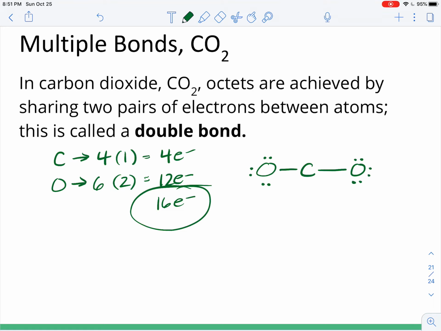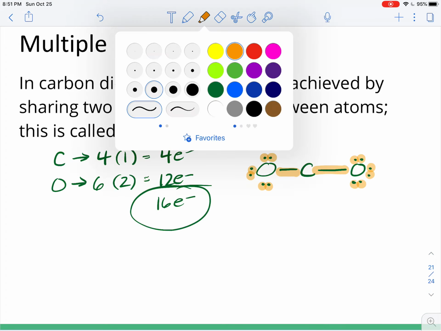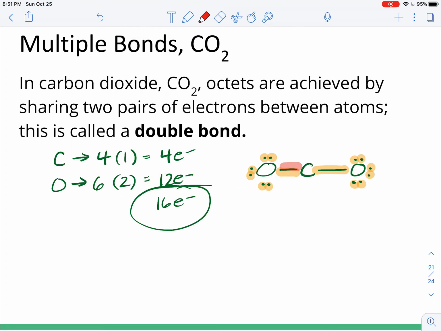All right, so I've drawn all of my electrons, and oxygen has satisfied octets. So if I go back and count, 1, 2, 3, 4, 5, 6, 7, 8. Same thing for the oxygen here, 1, 2, 3, 4, 5, 6, 7, 8. But carbon only has 4 because of the 2 bonds, 1, 2, 3, 4. So because that happens, we know that carbon does not have a satisfied octet.